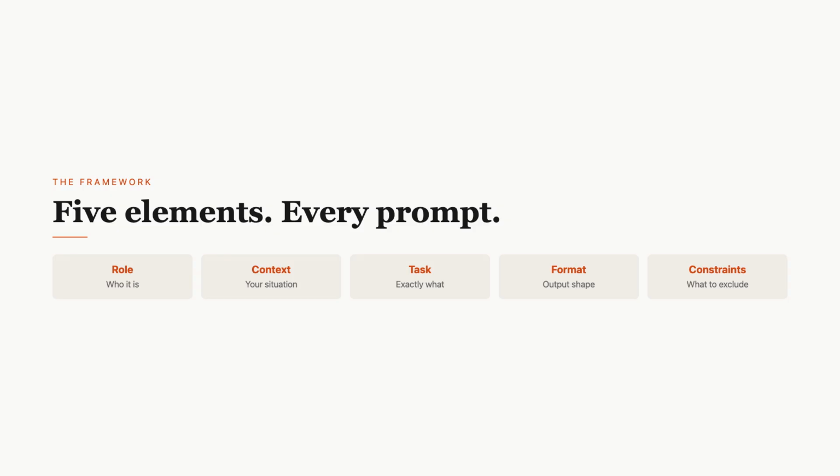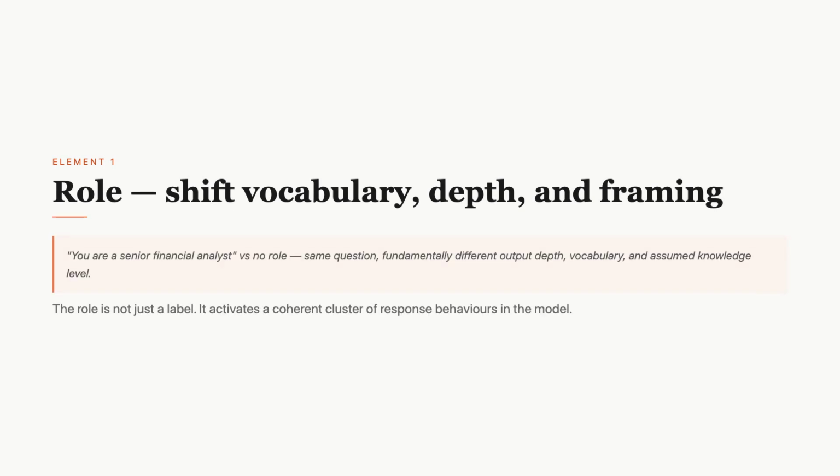Context is the background the model needs to give you a relevant answer. Without it, the model is reasoning from defaults. With it, the model can filter its response to your actual situation. Who you are, what you are trying to accomplish, what constraints you are operating under, and what has already happened. All of this shapes what a useful response looks like.